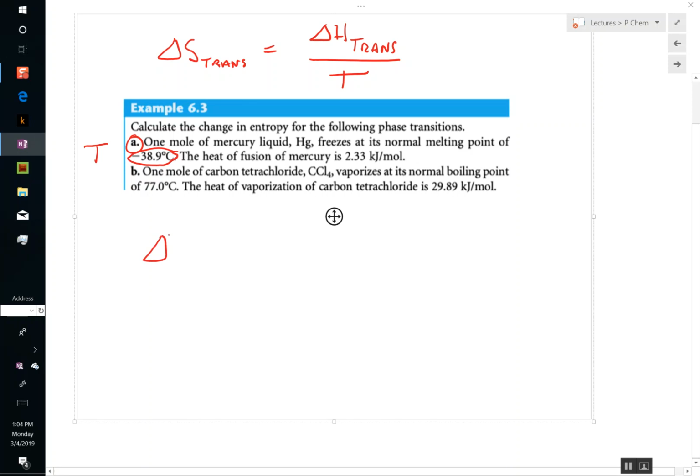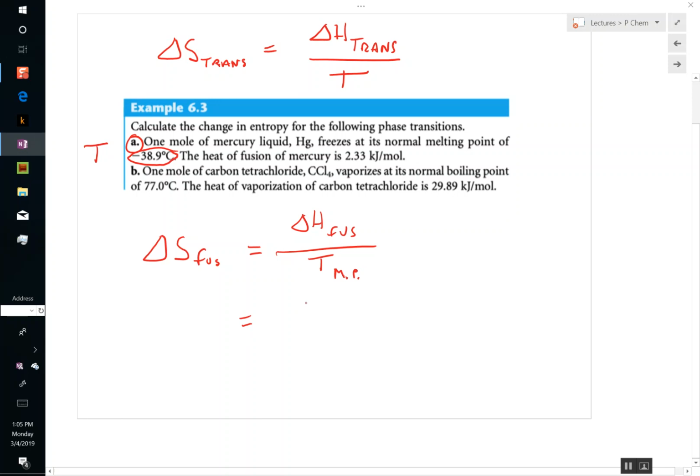All right, just to demonstrate how straightforward this is, the delta S of fusion is the delta H of fusion divided by the temperature, the melting point, which is the temperature of fusion. So we have 2.33 kilojoules per mole. We have just 1 mole of material.